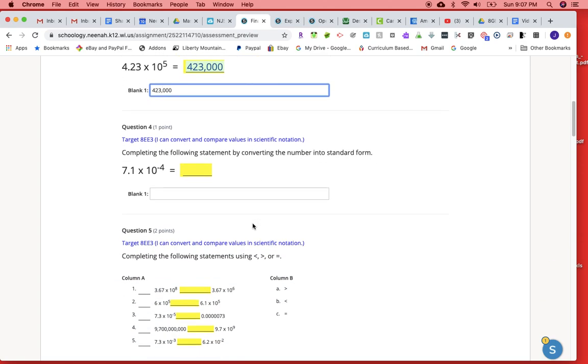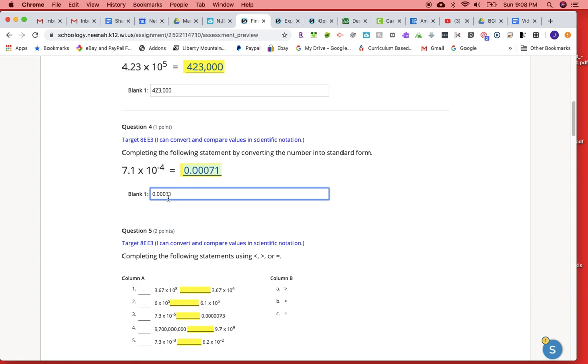Question 4. This one's going to be a negative exponent, so our number is going to get smaller. So we're moving our decimal to the left 4 place values because our answer has a negative 4. So I want to move it 1, and then I have 3 more place values because 3 plus 1 is 4. So I want to move it 1, 2, 3, 4. So I'm going to put 0.00071. Make sure you include the 1.